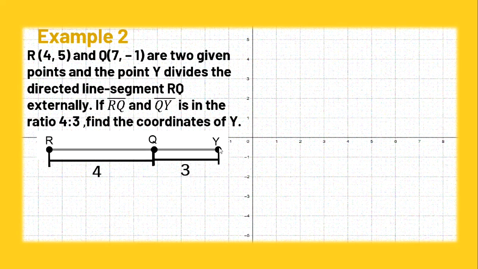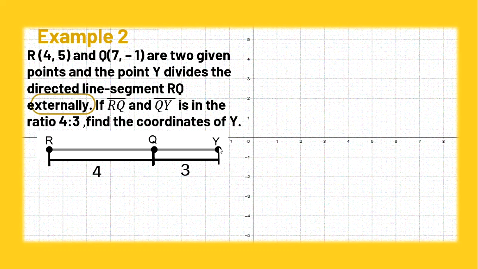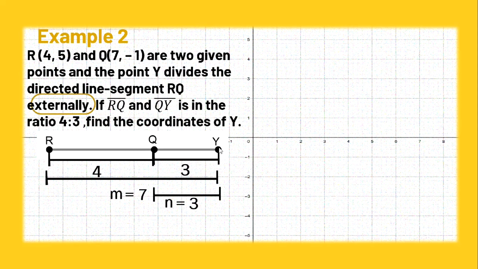But then, ang ating problem, ang sabi, externally daw. So, kapag externally tayo, ang value ng M natin or yung M part natin ay yung buong extended line segment, which is RY. So, yun ang ating M, which is 7. And our N naman mula sa endpoint ng Q papuntang Y. So, that is our N, 3.